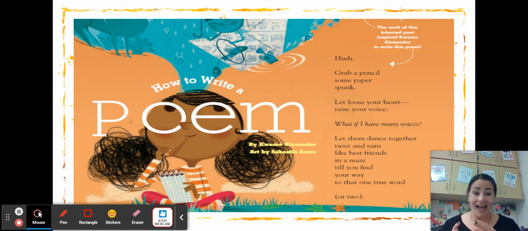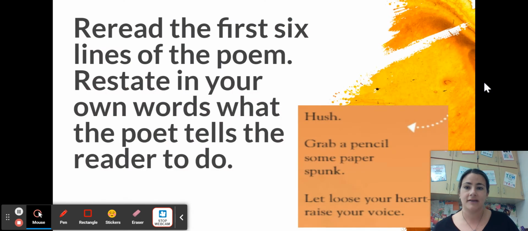So now we're going to look at the different parts of that poem and you're going to answer some questions. All right, so the first question is, reread the first 6 lines of the poem. Restate in your words, what do you think the poet is telling the reader to do? Hush, grab a pencil, some paper, spunk, let loose your heart, raise your voice. That word spunk means like courageous and brave. Like we often think of the heroes in like Disney movies, they have a lot of spunk. So what do you think they're telling you to do?